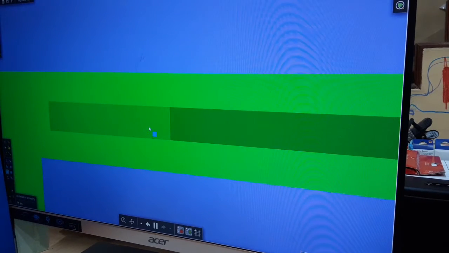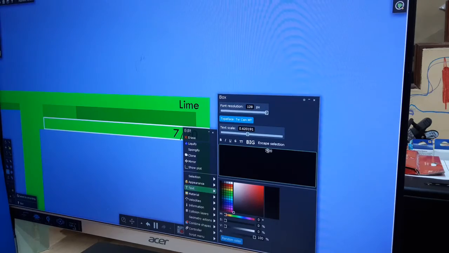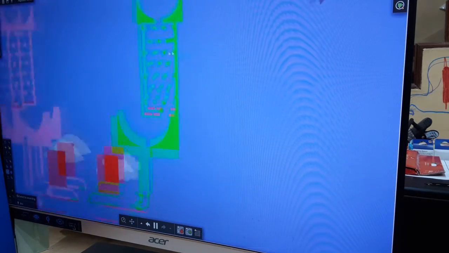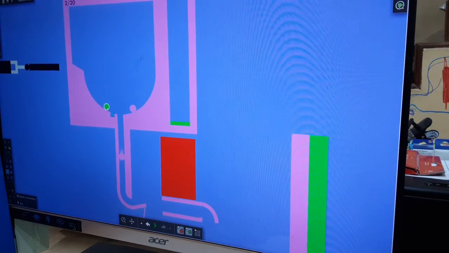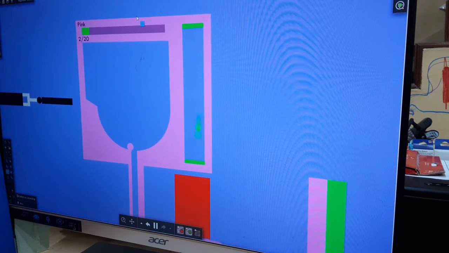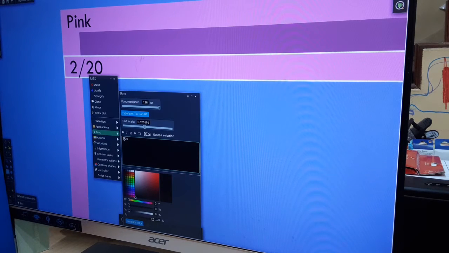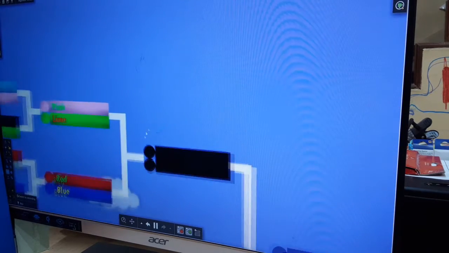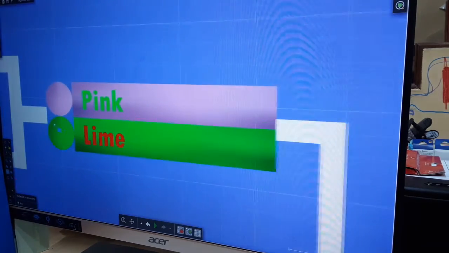Alright, Lime's down to 5 HP. So, yeah, Lime's down to 5 HP, 5 out of 20. Meanwhile, there's a marble that's still here. And that's the end of the game. Pink lost, and Lime won. So, back to speed one times. And Lime advances to the next stage of the tournament.